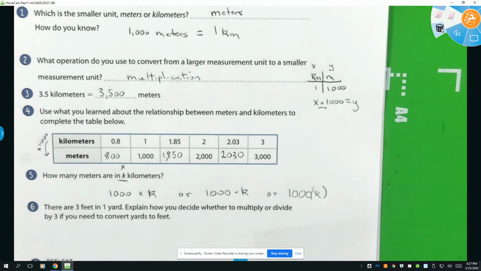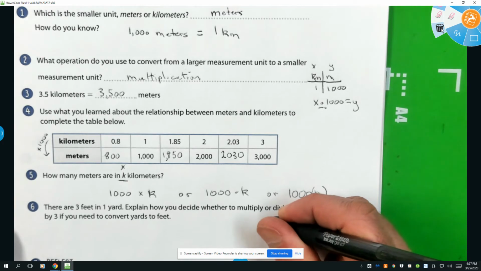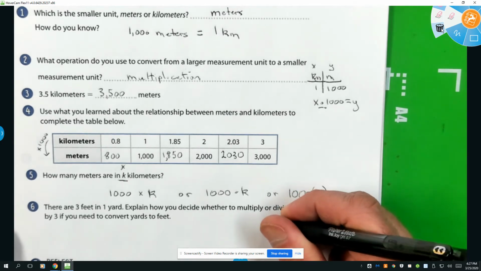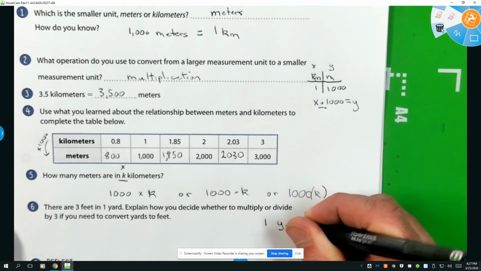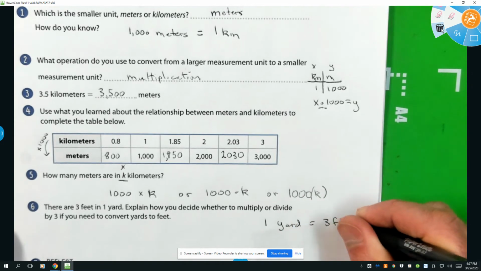All right. So there are 3 feet in 1 yard. Explain how you decide whether to multiply or divide by 3 if you need to convert yards to feet. Okay. So we know that if I have 1 yard, it equals 3 feet.